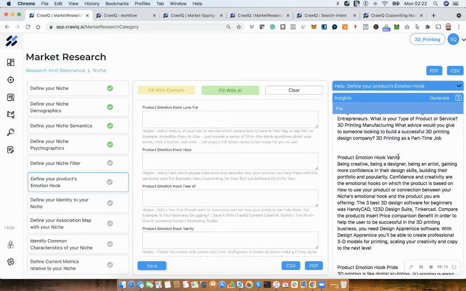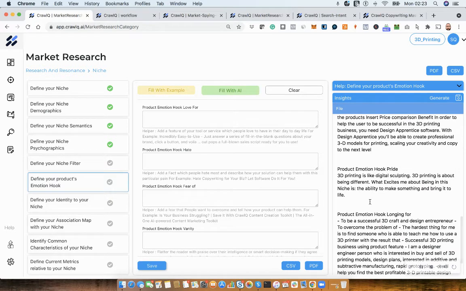Product emotion, vanity: being creative, being a designer, being an artist, gaining more confidence in their design skills, building their portfolio and popularity. Confidence and creativity are the emotional hooks on which the product is based, and these emotional hooks are really important for this company to sell anything to Chris, the person that I wanted to talk to on a coffee date.